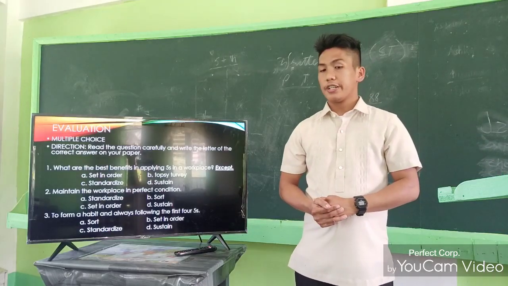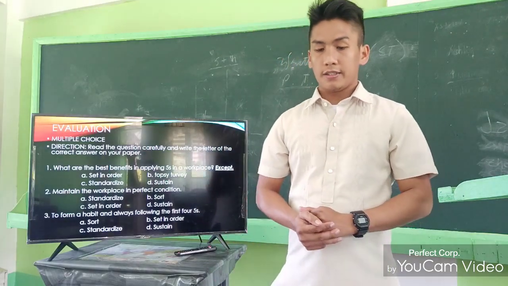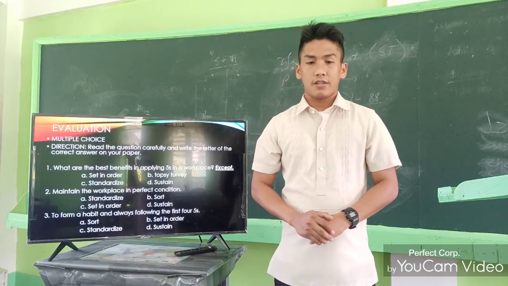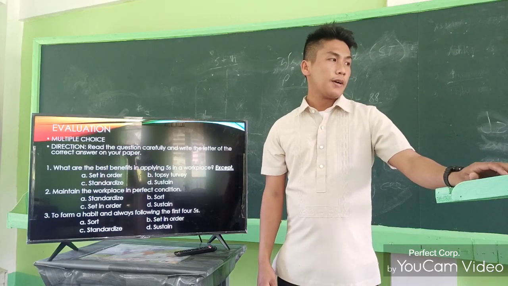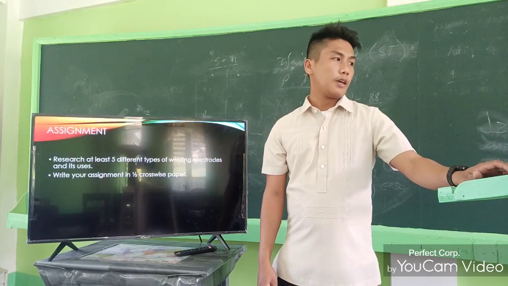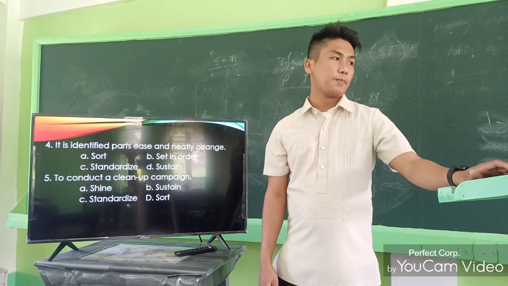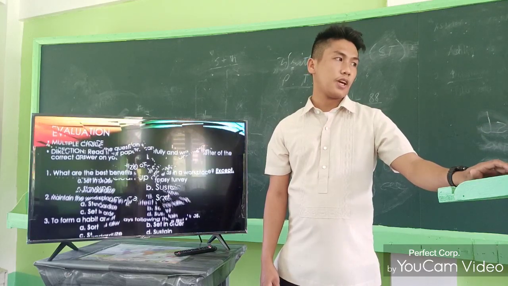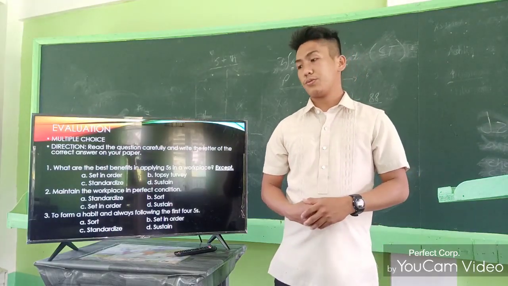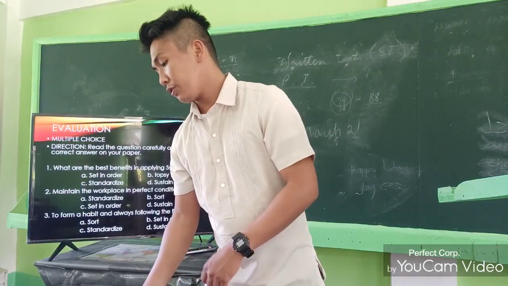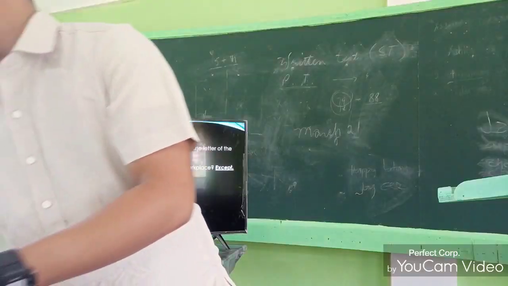So after this, you have the groupings, so we will have the evaluation to make sure that each of you will understand and have the idea of the 5S. So we have the 5 items to be answered, and each item consists of 1 minute. So you have only 5 minutes to answer. Okay? So I will give you 5 minutes to answer, and I will get your ball pen, and I will distribute this paper to all of you.